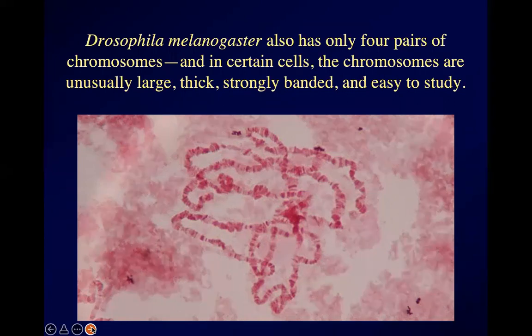In certain cells, the cells of the salivary glands of all things, the chromosomes happen to be unusually large. They're strongly banded. You can see that each one of those ribbons has what looks like stripes on it, almost like a barcode. And so they're relatively easy to study. They're easy to see, easy to map, easy to trace the inheritance of complicated banding patterns.